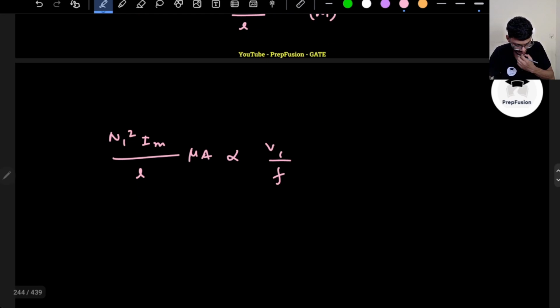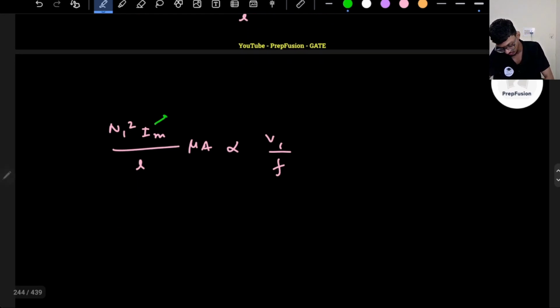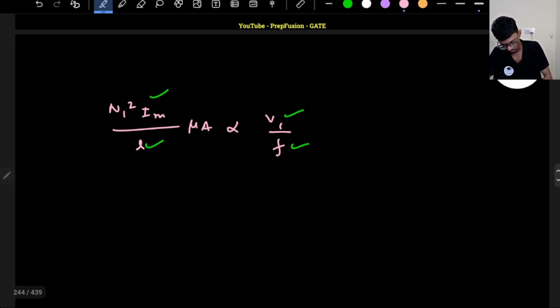So from here I can directly say that Im will be constant, and L is assumed to be constant, as they have not mentioned anything about L. Area will change. V1 is constant, f is constant. So I can take the ratio now.